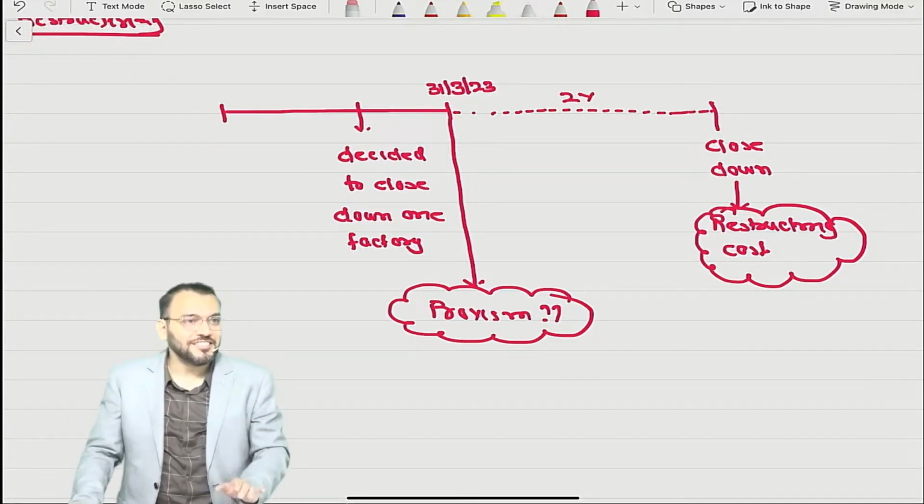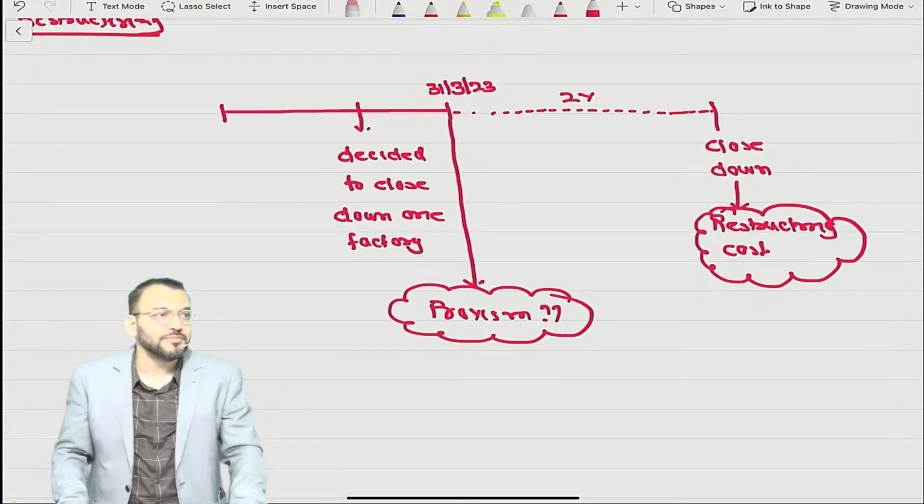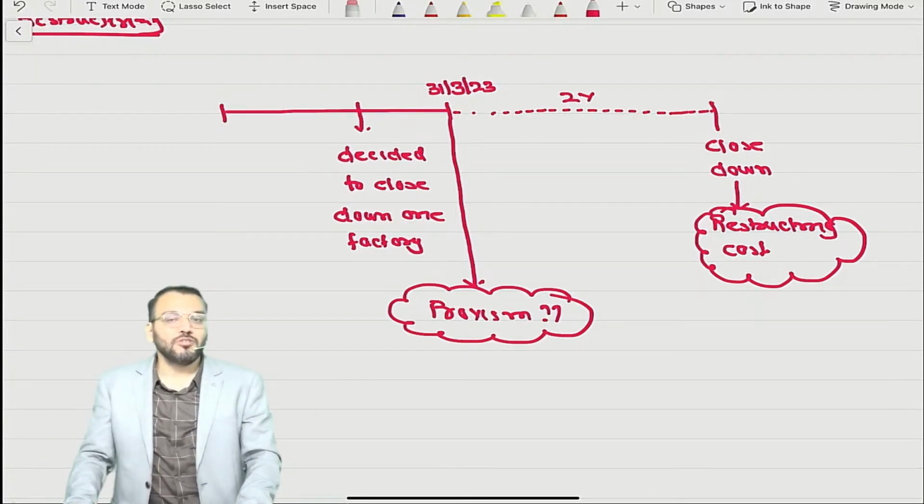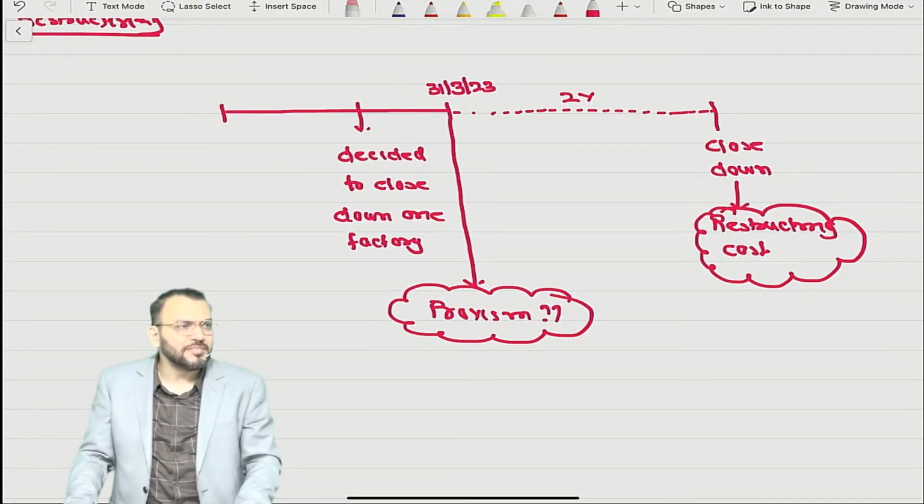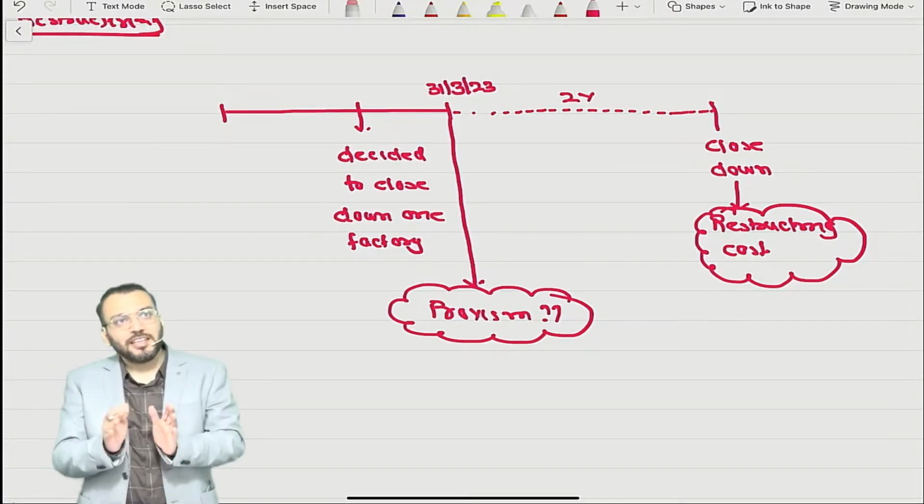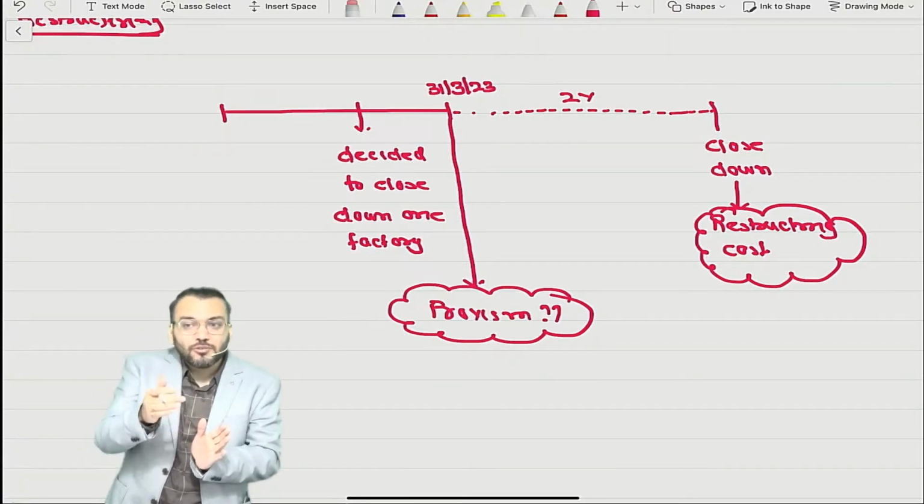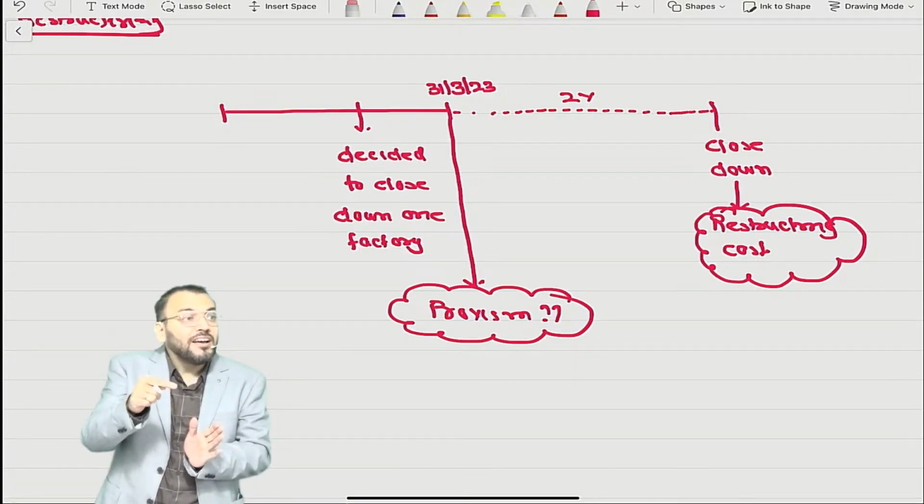Don't remain silent. Should we create a provision for restructuring cost? What do you think? Yes or no? No. You are saying no. Why? Just try to understand. We have taken a decision to what? We have already decided to close down a factory.